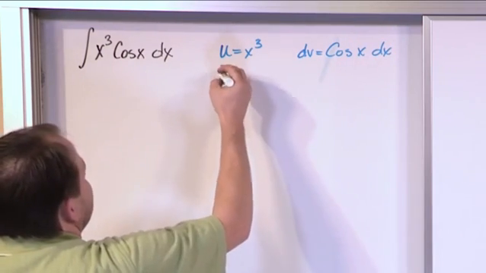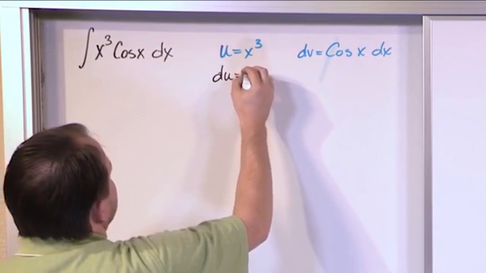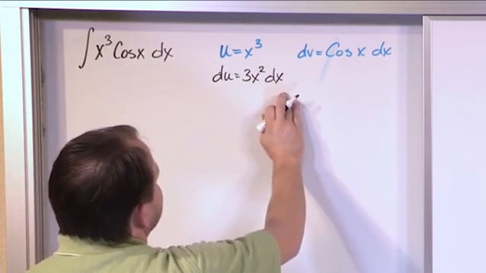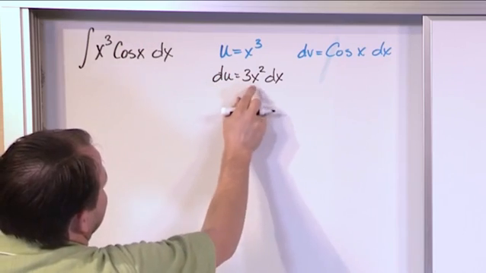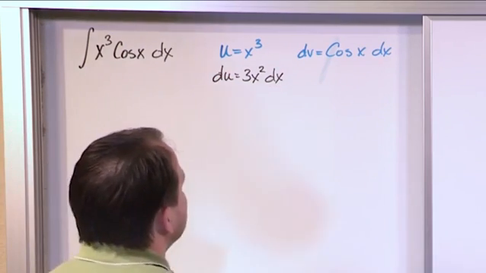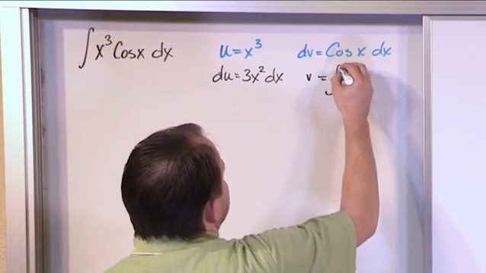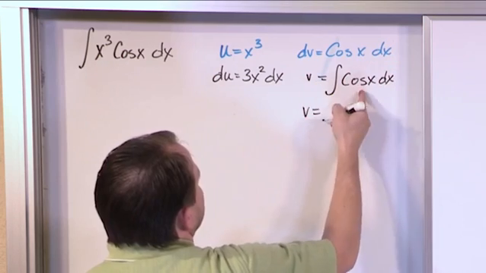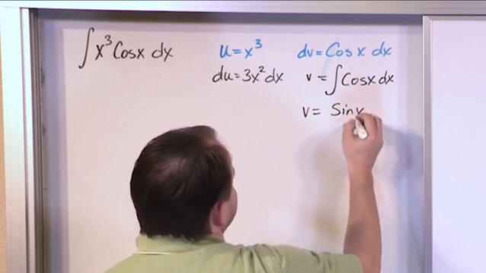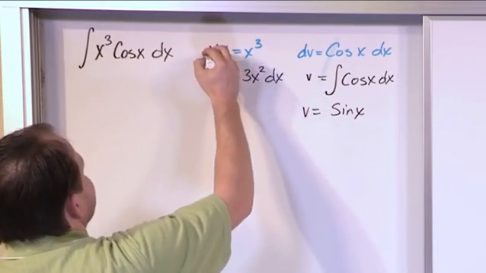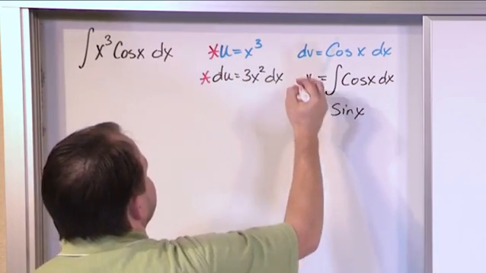What we're going to have is du is 3x squared dx. If this bothers you that I write it this way, just think du with respect to x is 3x squared, and then I just move the dx over to the other side. And then v is the integral of cosine of x dx, which we know. The integral of cosine is just sine of x. So I've got everything in place. I've got u, I've got du, I've got v, and I've got dv.